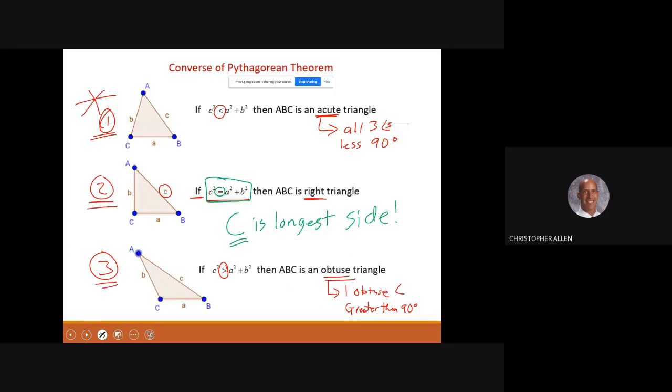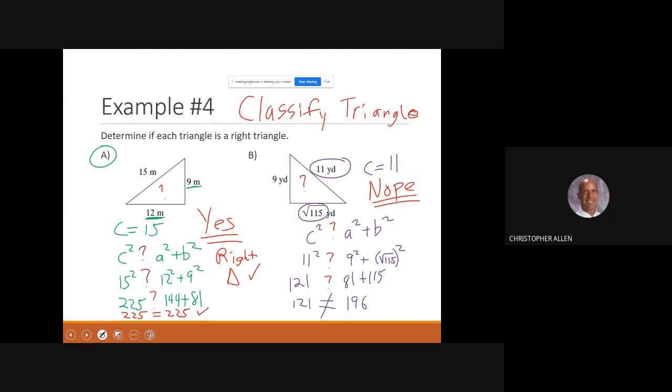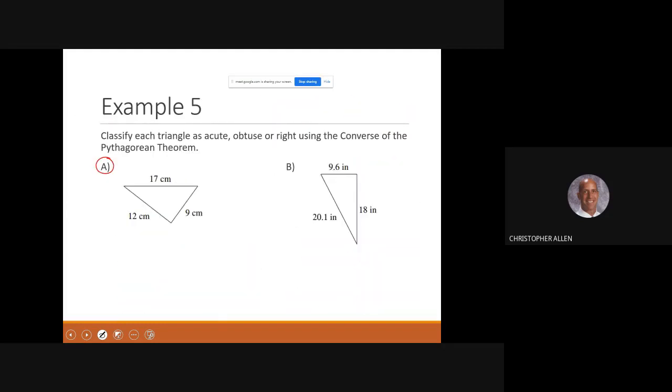If C squared is less than A squared plus B squared, it's acute. If C squared is equal to A squared plus B squared, then it's right. If C squared is greater than A squared plus B squared, then it's obtuse. That's what you're going to use now. So you need to figure out, is this one right? Is it acute? Or is it obtuse? It's one of the three. So try to find that out on your own, and I'm not even going to give you any hints.